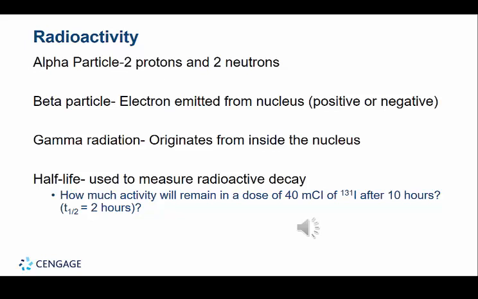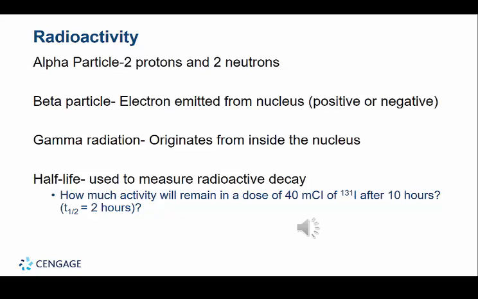Half-life is used to measure radioactive decay. So here's an example problem, as we're going to have some math to go along with this. How much activity will remain in a dose of 40 millicuries of iodine after 10 hours? T sub 1/2 equals 2 hours. So that means the half-life is 2 hours.